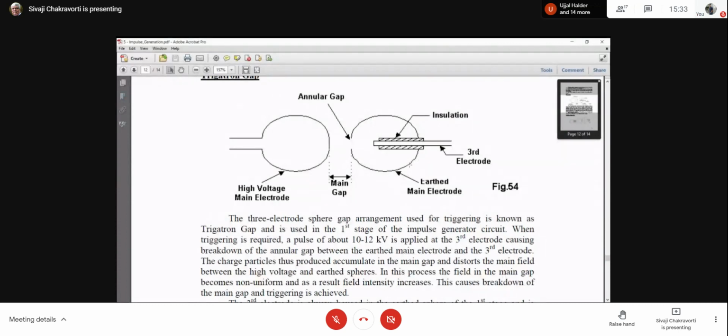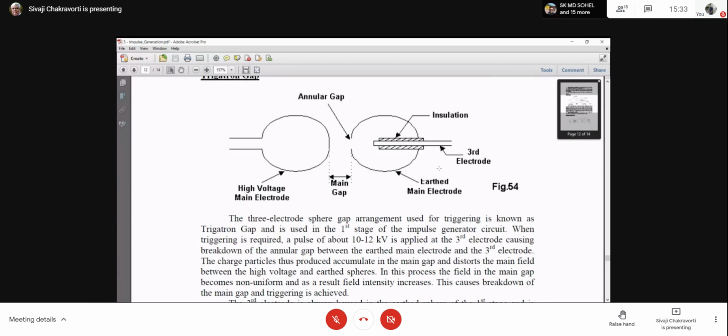Initially, when you don't want to trigger the gap, there is a certain gap distance D1. This is the gap S1 of the figure. We keep the gap distance D1 such that it will not break down at the required charging voltage. Now, when the required charging voltage has been achieved, at that point of time, we apply a pulse voltage of 10 to 12 kV at this third electrode.